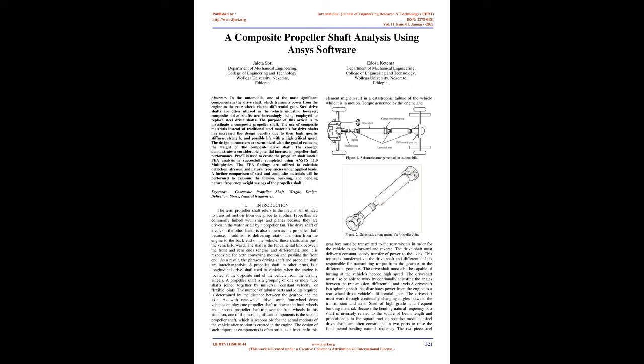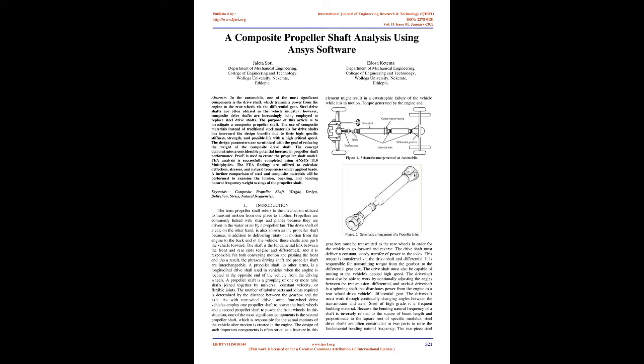In this situation, one of the most significant components is the second propeller shaft, which is responsible for the actual motions of the vehicle after motion is created in the engine. The design of such important components is often strict, as a fracture in this element might result in a catastrophic failure of the vehicle while it is in motion. Torque generated by the engine and gearbox must be transmitted to the rear wheels in order for the vehicle to go forward and reverse. The drive shaft must deliver a constant, steady transfer of power to the axles. This torque is transferred via the drive shaft and differential.